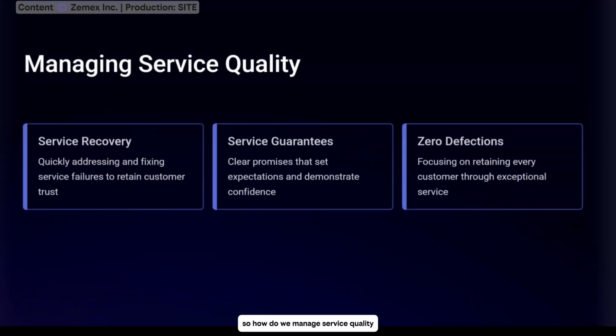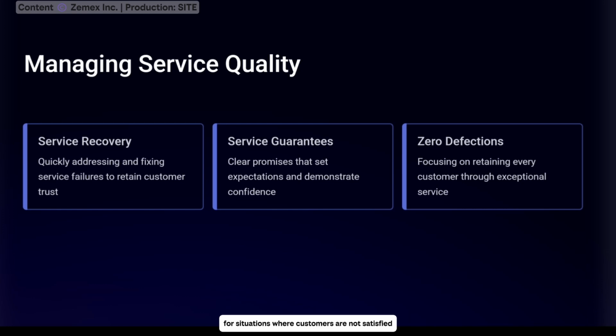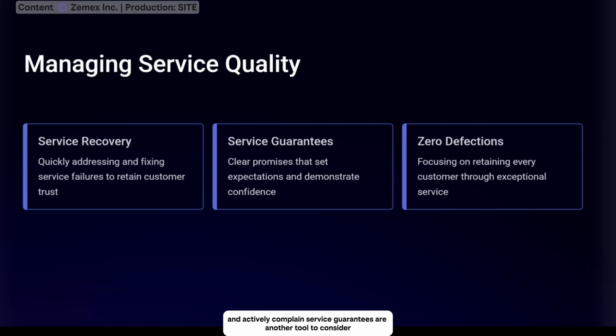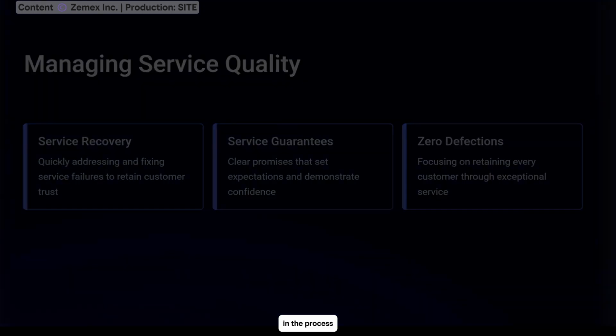So, how do we manage service quality? In some cases, we need to design a service recovery process for situations where customers are not satisfied and actively complain. Service guarantees are another tool to consider. For example, you may see promotions such as lowest price guarantees in online shopping platforms. Ultimately, the most important effort should focus on achieving zero defects. This means trying to eliminate any potential sources of defects in the process.